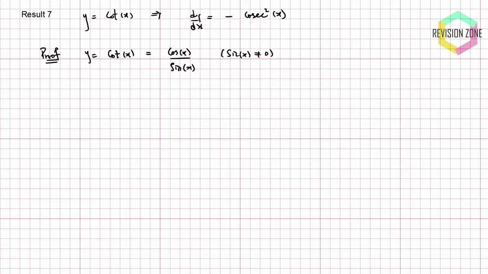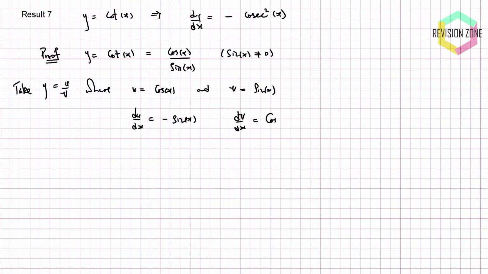So anyway, at this stage, I think you would agree that it's hopefully easy to just use the quotient rule. So we take y equals u over v, where u is cos and v is sine. Then to use the quotient rule, we're going to have to differentiate cos. The derivative of cos is minus sine. We also have to differentiate sine, and the derivative of sine is, of course, cos. So we can write down the quotient rule formula.